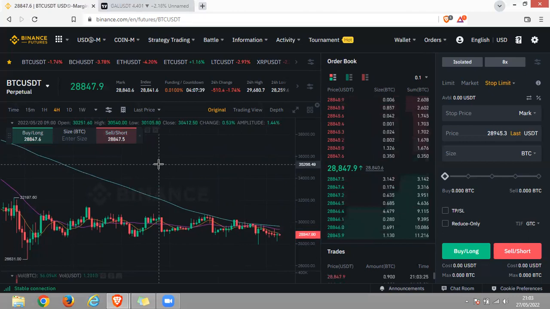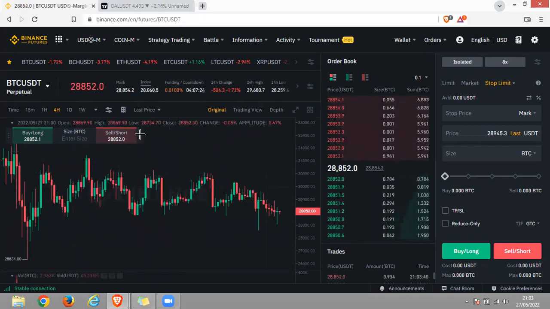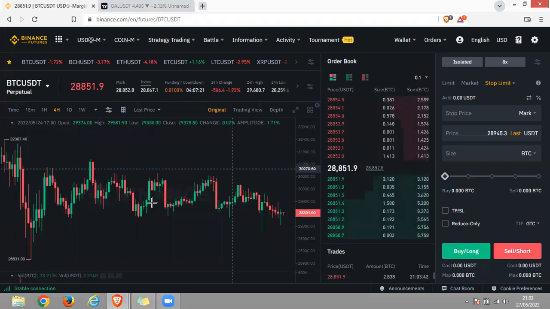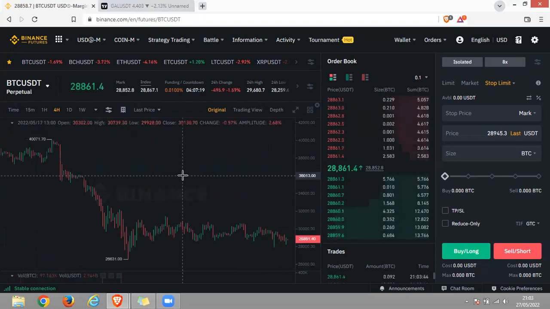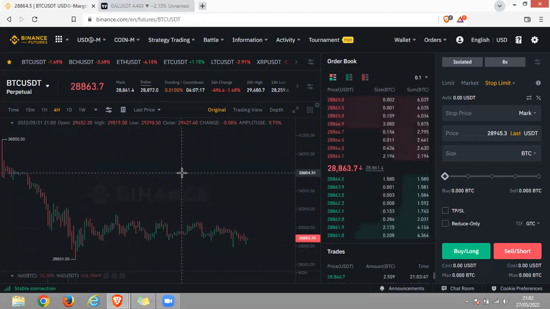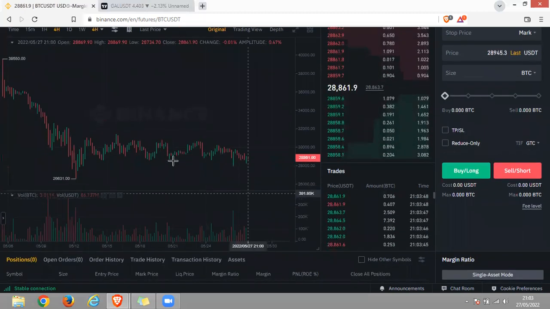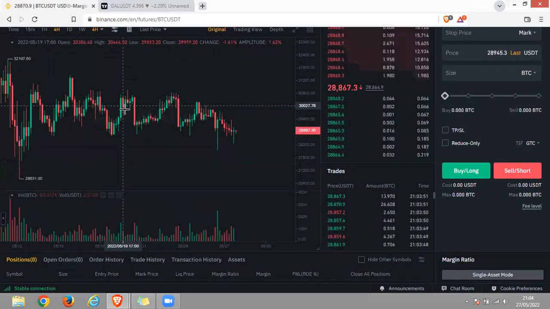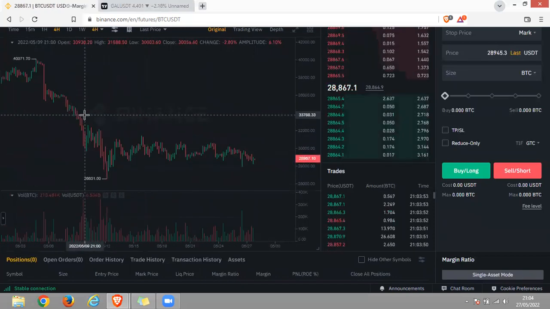Now in trading, when we say buy, we can also talk about long, and when we say sell, we talk about short. So you have buy long and we have sell short. So you can buy long and you can sell short here. Let me remove it. So this is my chart. This is what I will use to either buy long or sell short.